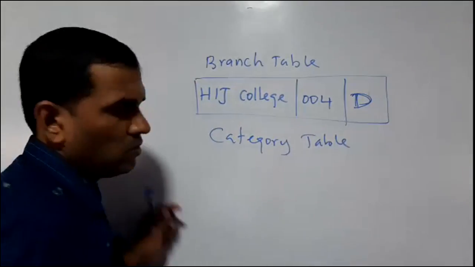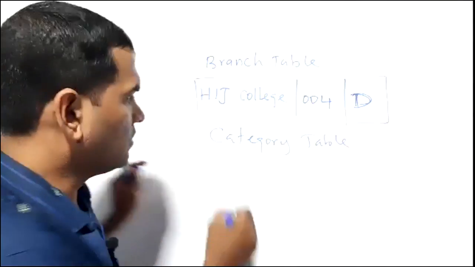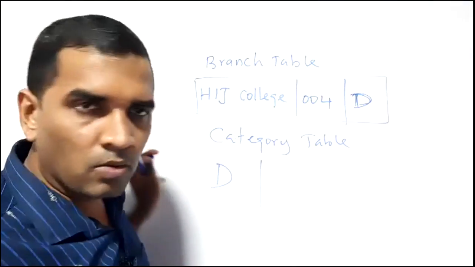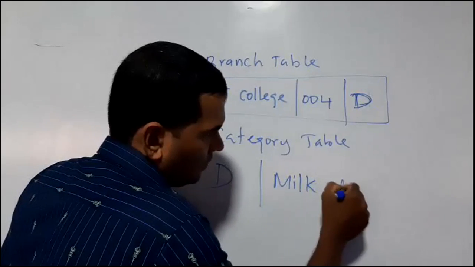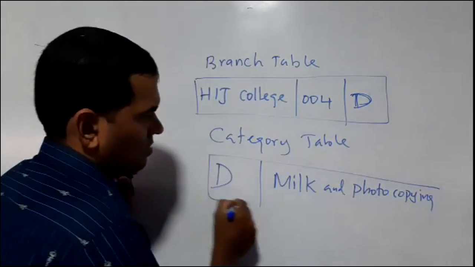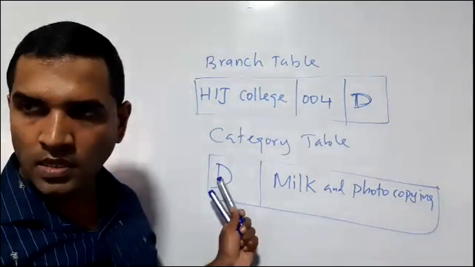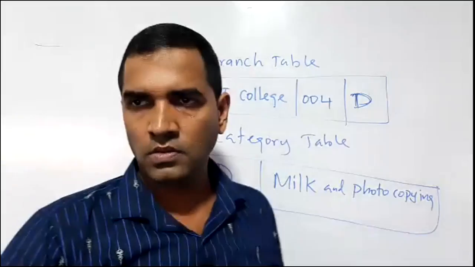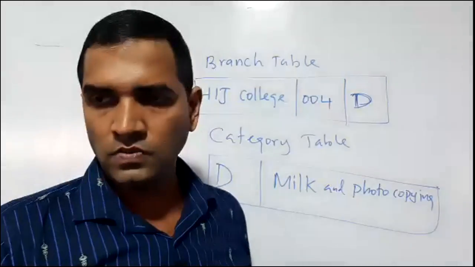table. Look at the category table. You have category. What's the category? We gave the number, right? It is D, category D. And the item name according to the description is milk and photocopying. So in the category table, the first one is category ID. I gave the letter D, and the category name is milk and photocopy. Okay. So this is how the last table is updated.